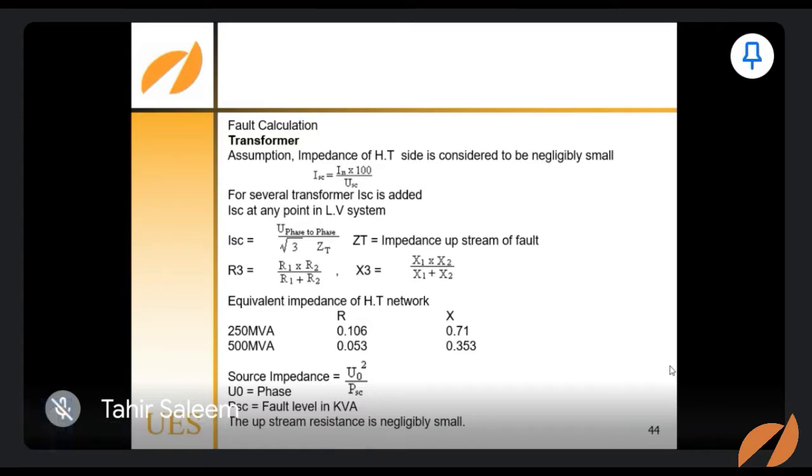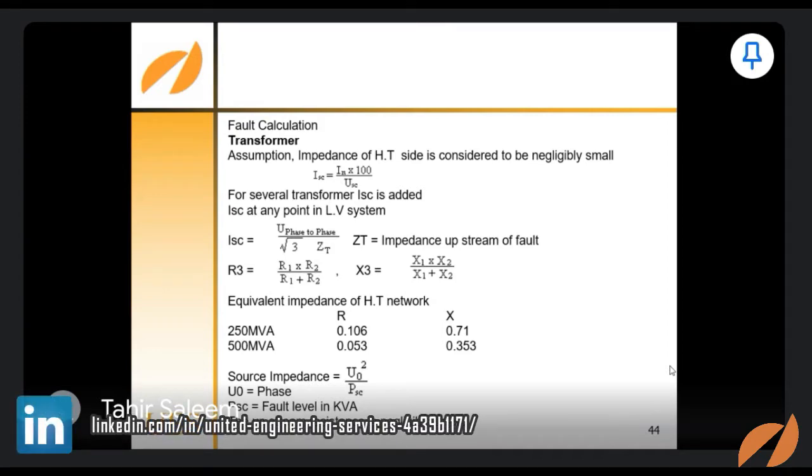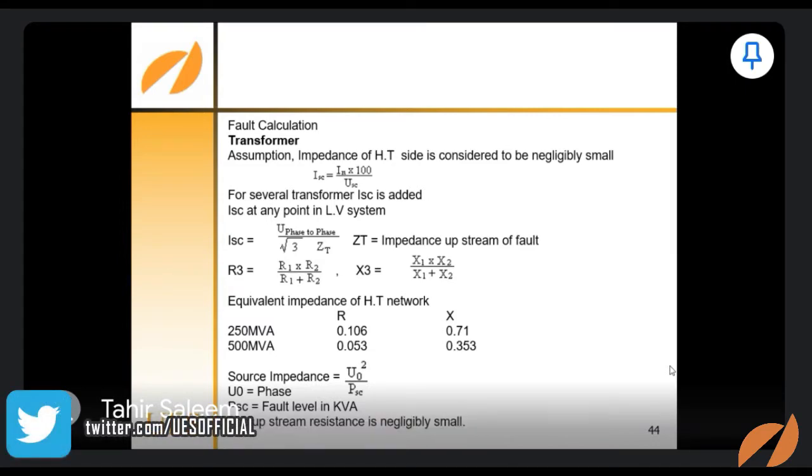ISC will be IN into 100 upon USC. For several terms, ISC is added. So ISC at any point in the LV system, you can calculate by this formula. R3, X3, equivalent impedance of the HT network. Normally, for the HT network, the fault level is considered minimum at 250 MVA and maximum at 500 MVA. This is the resistance and reactance over there. Source impedance for utility.